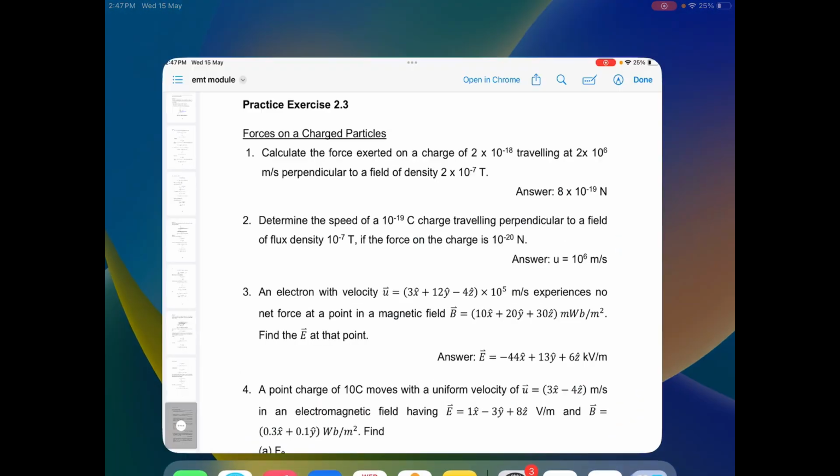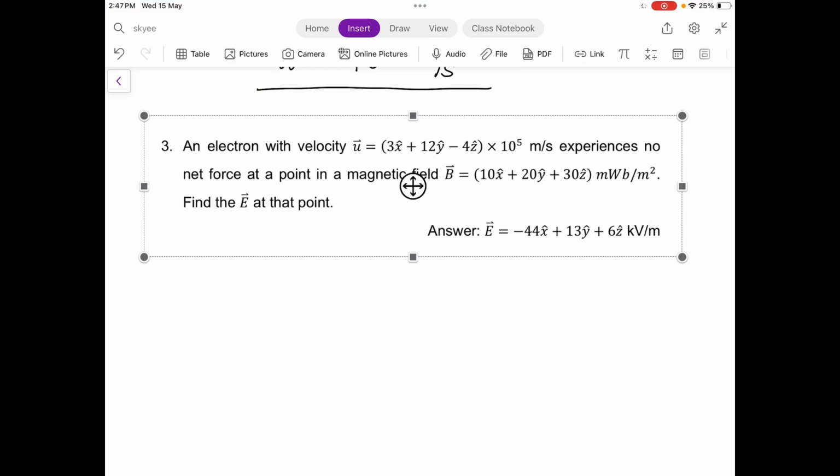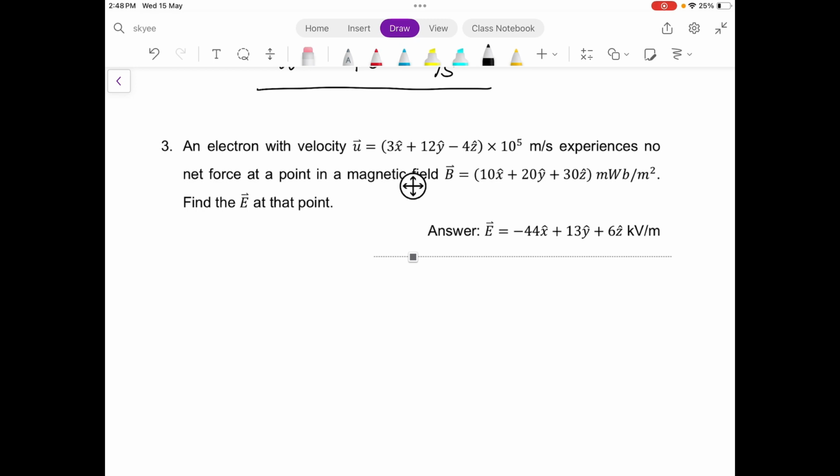Go to the next question. Now you have an electron. It's a charge, right? So this charge has the velocity given, and experiences no net force. You see the words no net force, meaning that the F is equal to 0, at a point in the magnetic field of this. Find the electric field at that point.